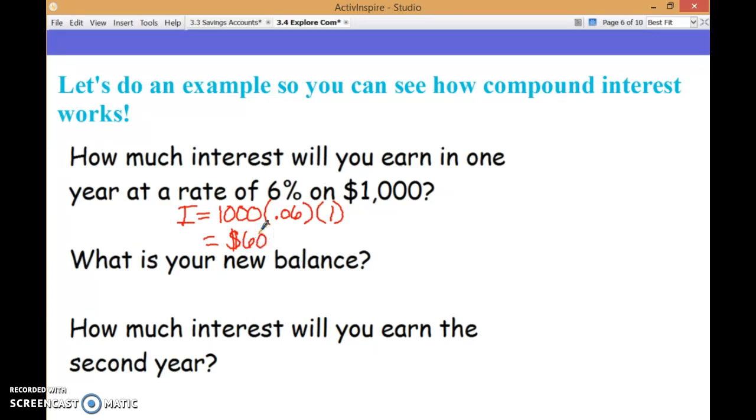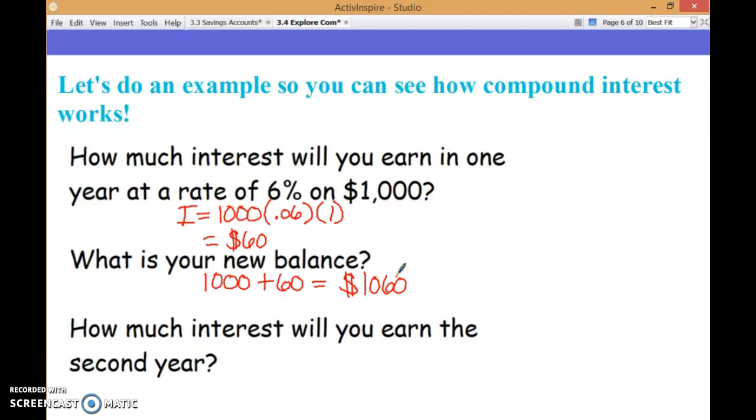So it says, what is my new balance? Well, my new balance is going to be the $1,000 I started with, plus my $60 in interest. So my new total is going to be $1,060. Now it says, how much interest will you earn the second year? So this is how compound interest works. It takes my new balance, because I'm saying it's compounded yearly. My balance is adjusted every year. So my new balance now, instead of 1,000, it's going to be 1,060. And I want to figure out what that interest will be on the second year.